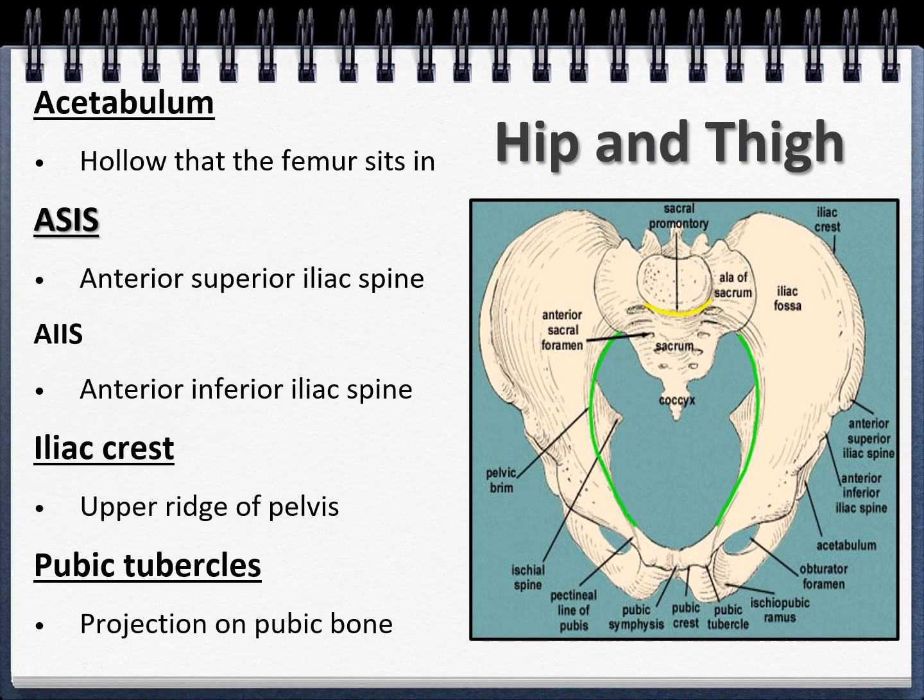And the pubic tubercles are projections that are found on the pubic bone where tendons attach. So a tubercle is a rounded piece of bone where the tendons attach to that bone.